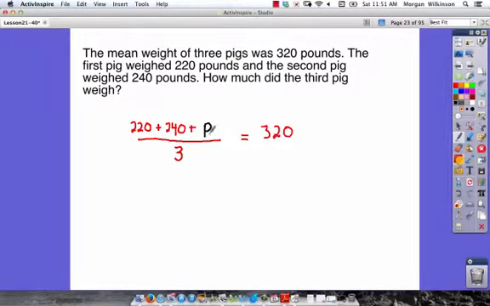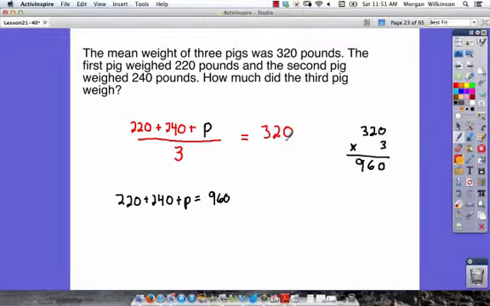So in order to figure out what the sum of all 3 of these numbers would be, we can multiply 320 times 3 to figure out what this should be. 320 times 3 tells us the sum, or our whole numerator. Well, we've got times 3. Well, 3 times 0 is 0. 3 times 2 is 6. And 3 times 3 is 9. So we have 960. So when we take these numbers on top, 220 plus 240 plus P, it's got to be equal to 960 in order to have an average of 320.